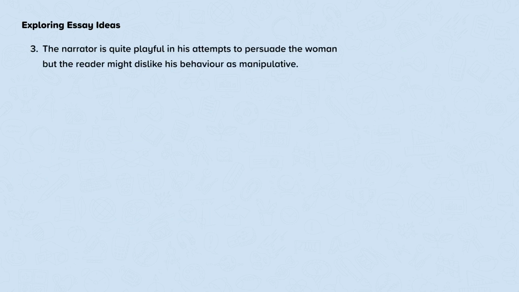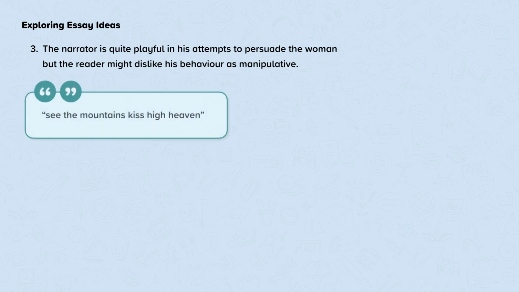We're going to move on now to the third main essay idea, which is that the narrator is quite playful in his attempts to persuade the woman, but the reader might dislike his behaviour as manipulative. Like before, let's begin with a quotation. See the mountains kiss high heaven. Let's analyse this.